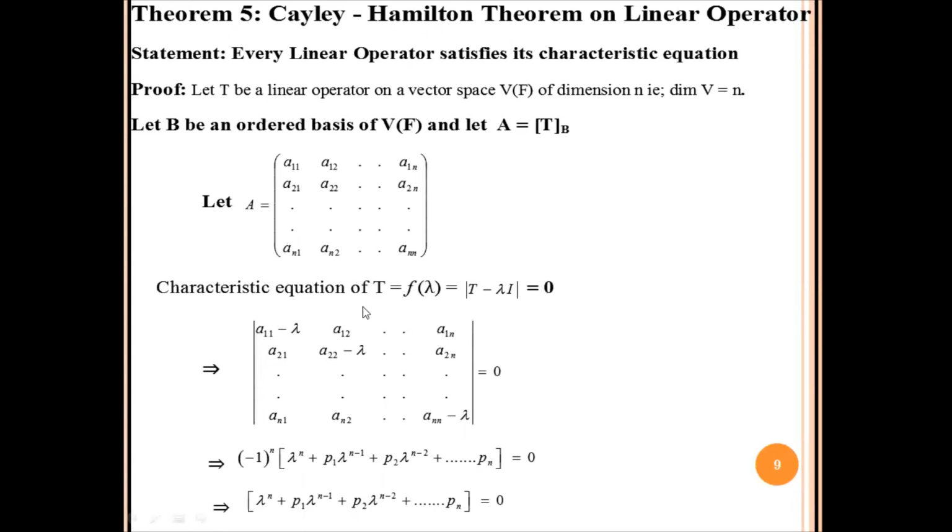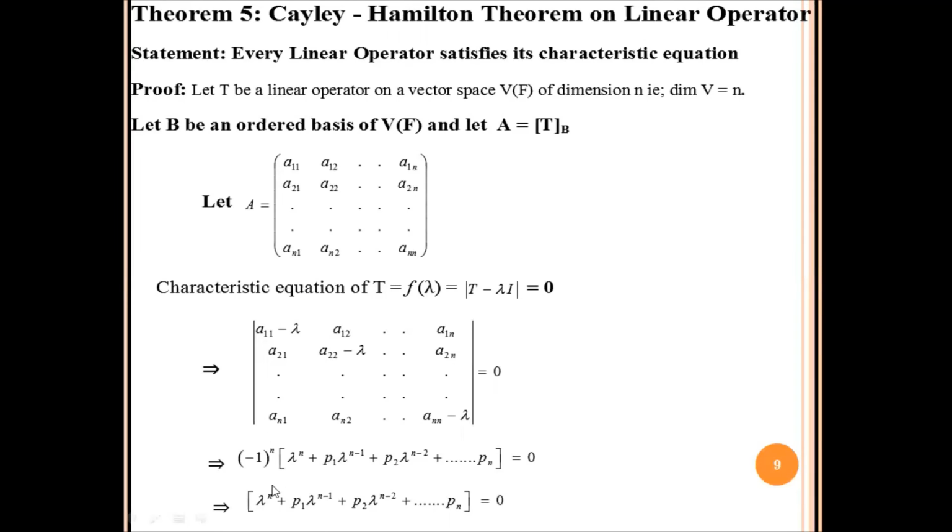Next, take the characteristic equation. In place of A, what will we get? T. So actually A minus lambda is equal to 0. Here T is nothing but the matrix of T with respect to B, so we can take A. After that, we replace it and subtract from lambda I. So we'll get one characteristic polynomial.